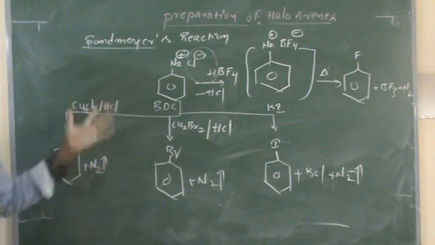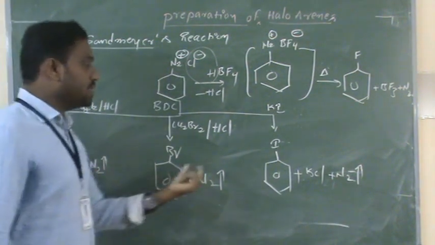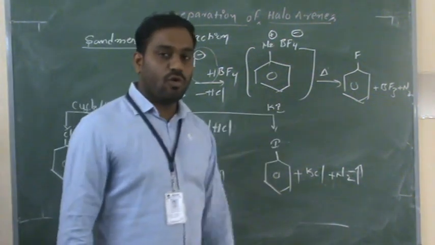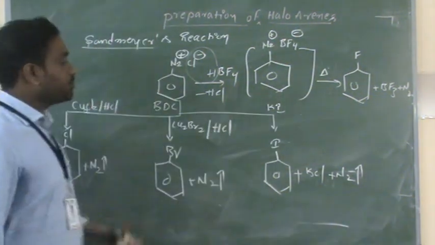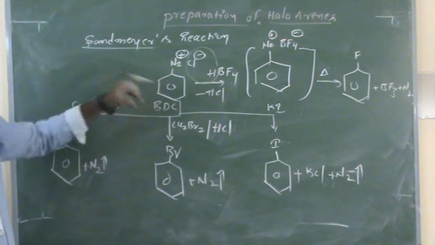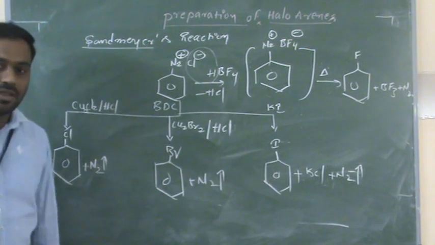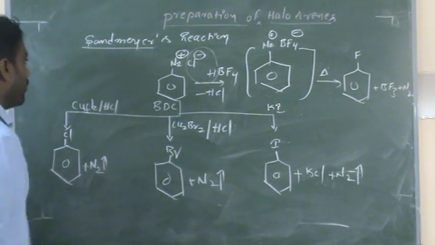This is a way of preparing chlorobenzene, bromobenzene, iodobenzene and fluorobenzene by using benzene diazonium chloride. And how do you prepare the benzene diazonium chloride? Previously I explained. This entire reaction is called Sandmeyer's reaction. Very important for competitive exams.